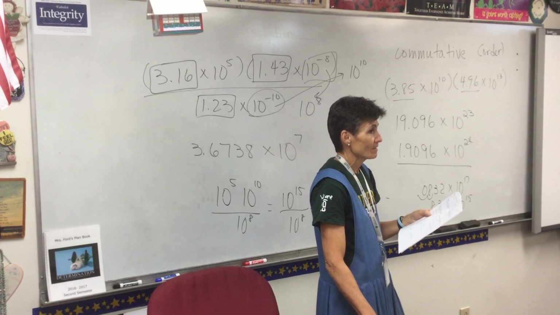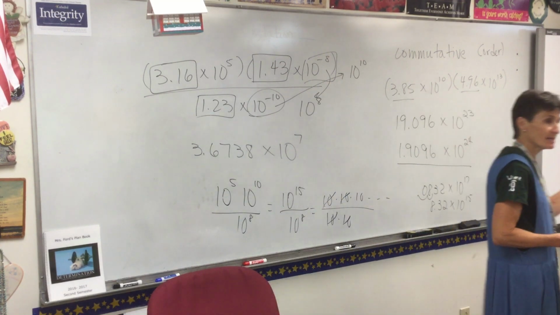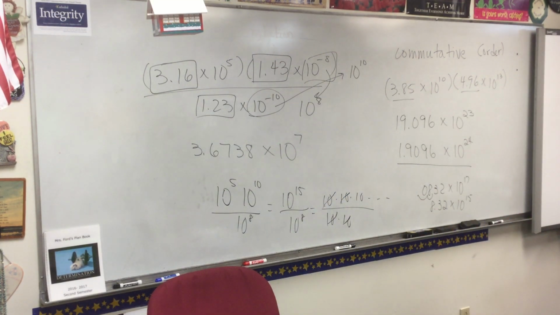Commutative. On one side, it's 6 times parentheses. On the other side, it's parentheses times 6. So what changed? The order. No grouping changed. I didn't regroup anything. It's still x plus y and x plus y in the parentheses. I just changed the order.